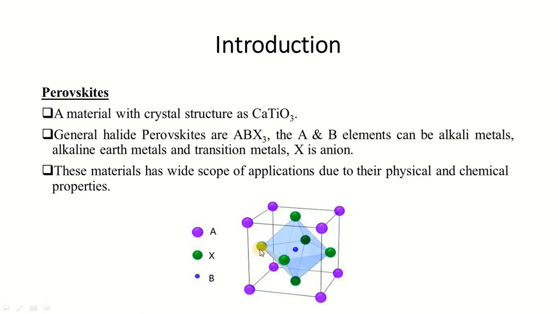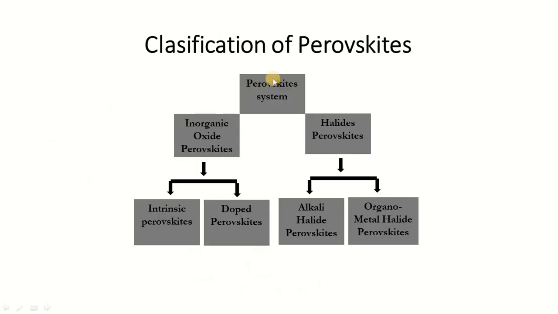So perovskite structures are very important and have many applications in different electronic devices. These materials have a wide scope of applications due to their physical and chemical properties. Now the classification of perovskites. So perovskites are classified into two major groups, which are inorganic oxide perovskite and halide perovskite.